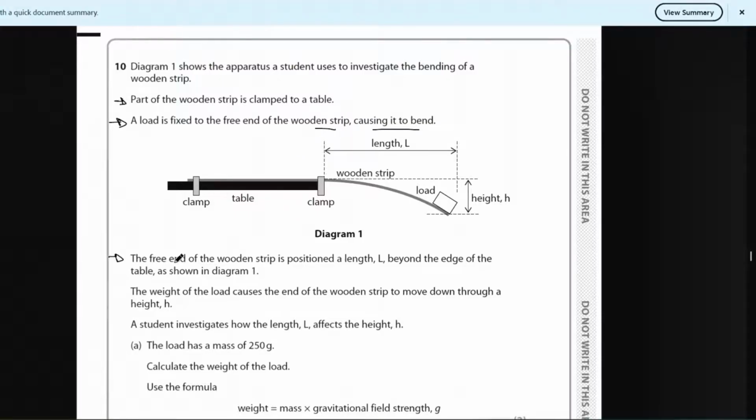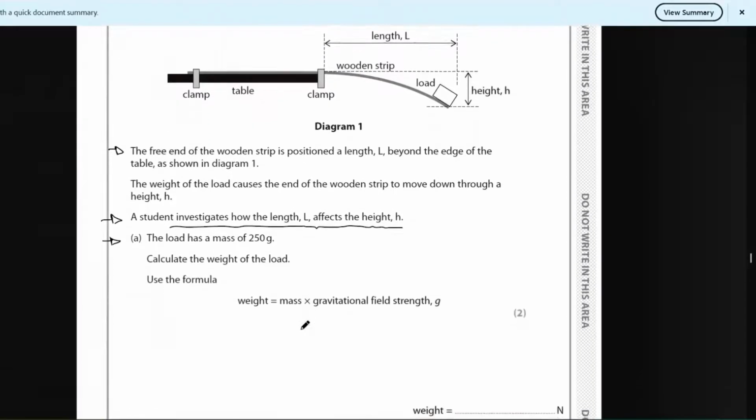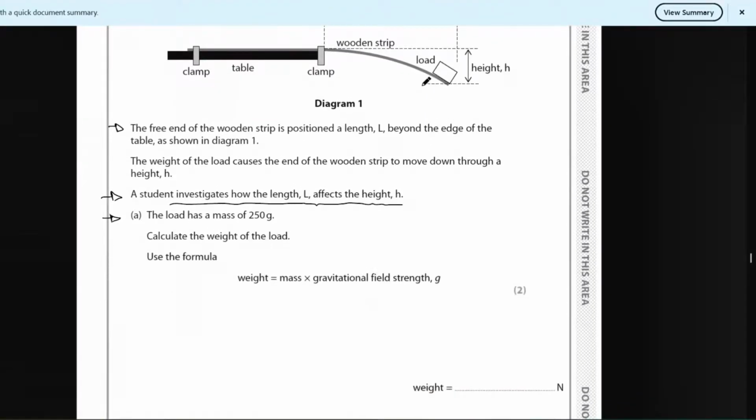The free end of the wooden strip is positioned at length L beyond the edge of the table as shown in diagram 1. The length of the strip beyond the table goes from here to there. A student investigates how the length L affects the height h. So this length L, how does it affect height h? So question A, the load has a mass of 250 grams. So the load that is put there has a mass of 250 grams.